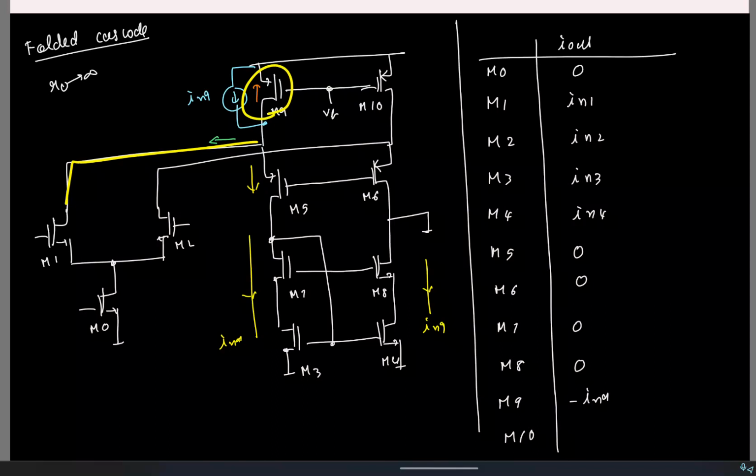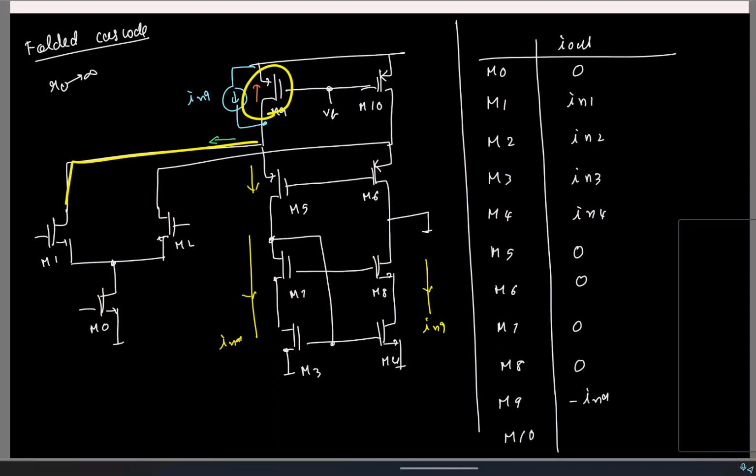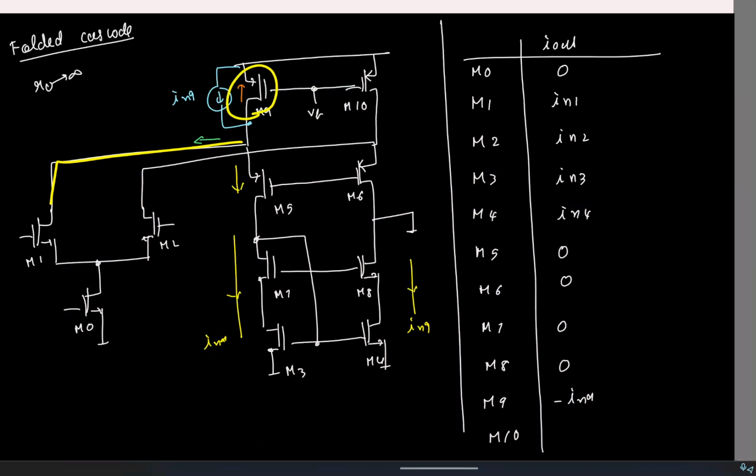Okay. So okay, let me erase this quickly and write it.